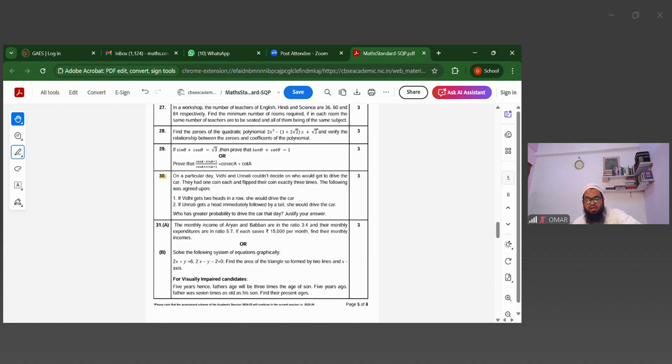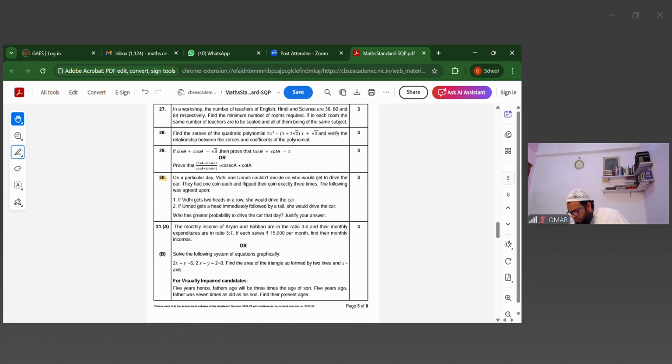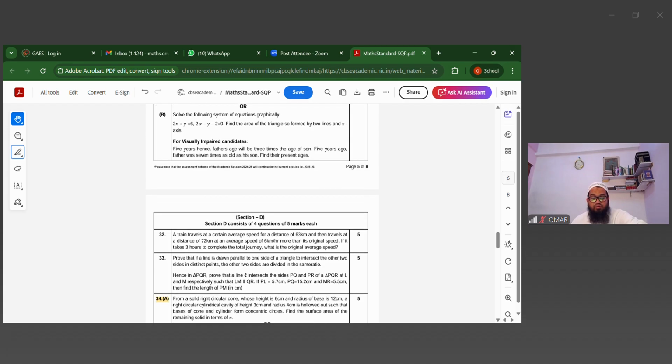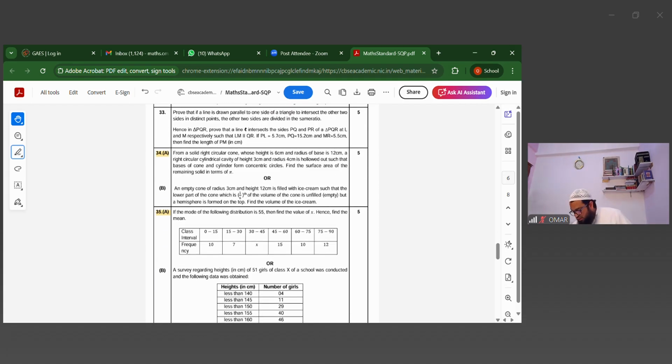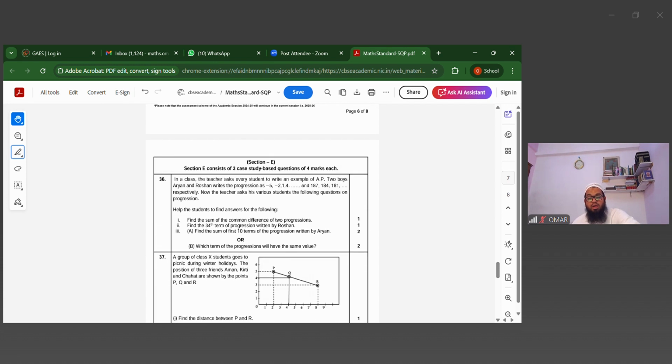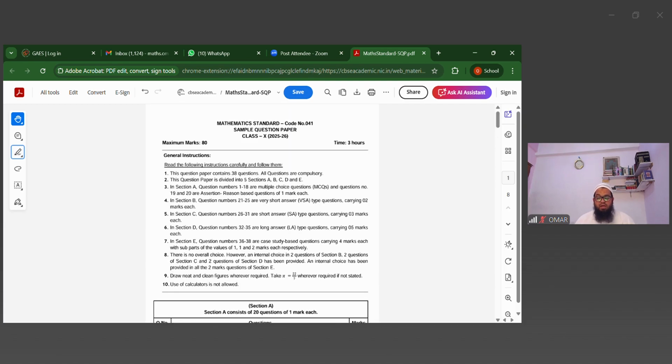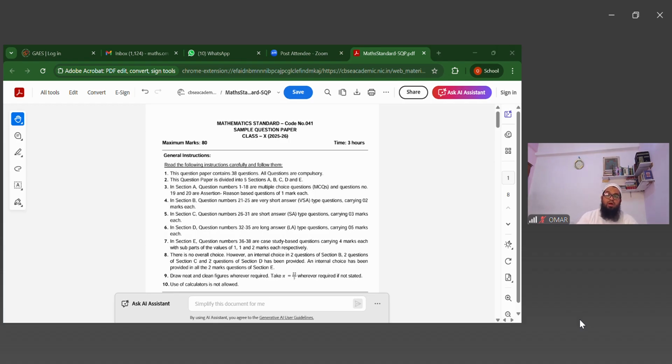And in section B, 24th and 25th have not been taught. And in section C, 26 and 30 are from the chapters which have not been taught. And in section D, 34 and 35 have not been taught, and the rest of the questions we have learned. So the students who are ready and who have practiced, open, download this sample question paper.